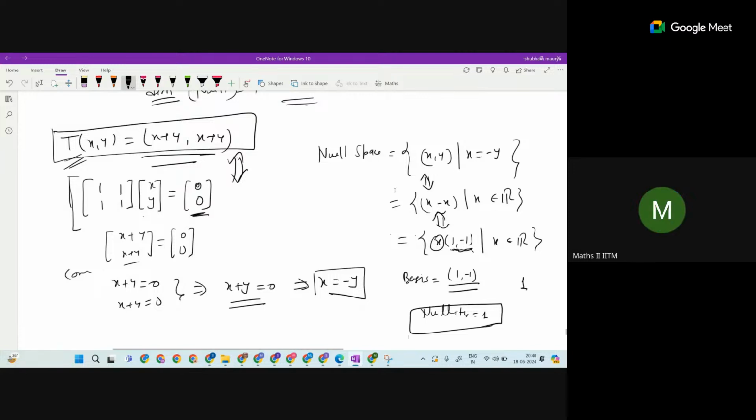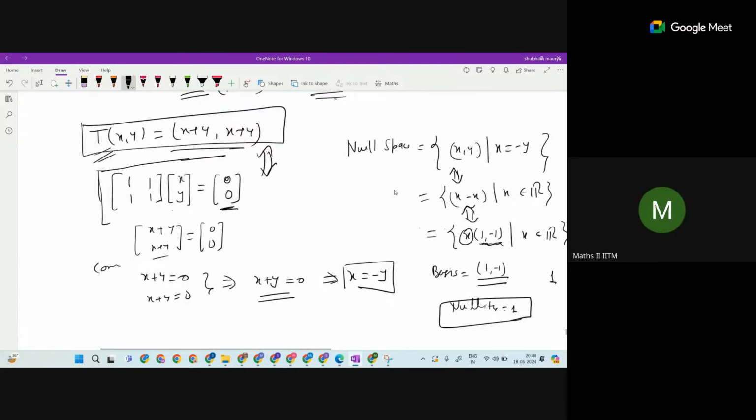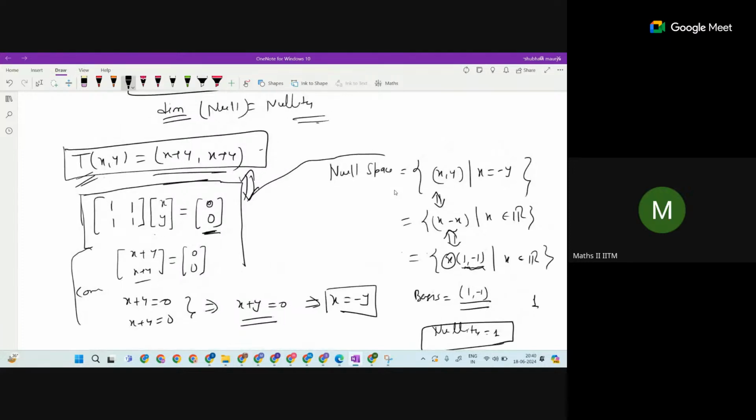Now see, this is the way to find it using the matrix. I did this for the matrix. Now let's do it from the linear transformation. This is our linear transformation. How did (1, minus 1) come for the basis? This is the set I took. This is the null space. I just take it out here, and this is the same thing. I'm just multiplying x with the vector (1, minus 1).